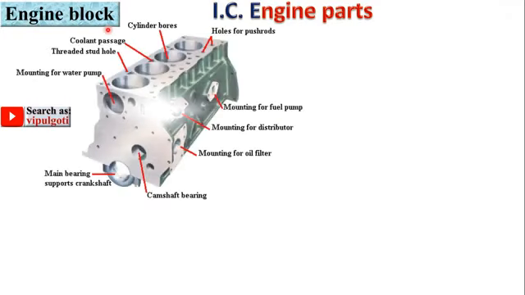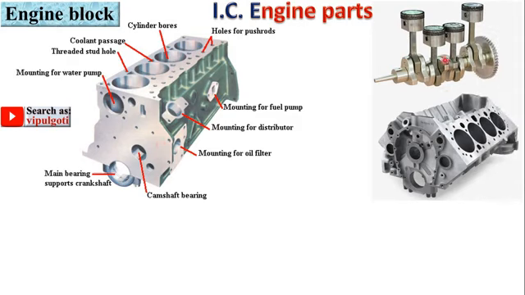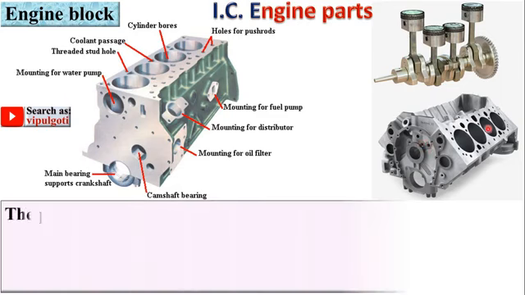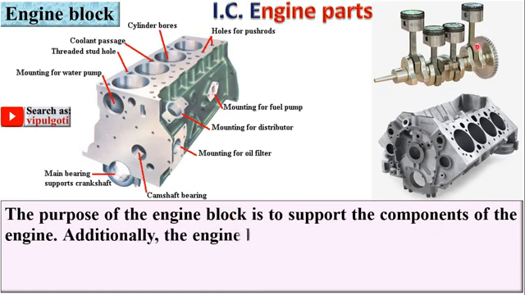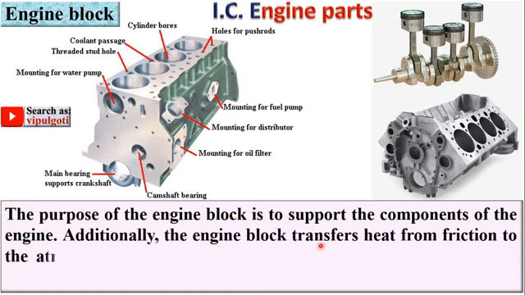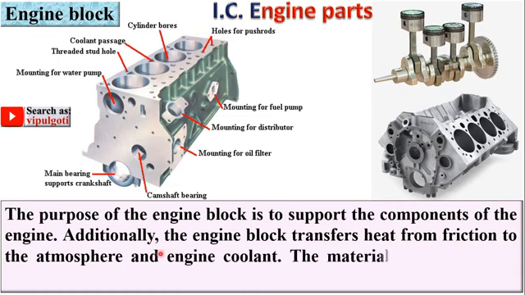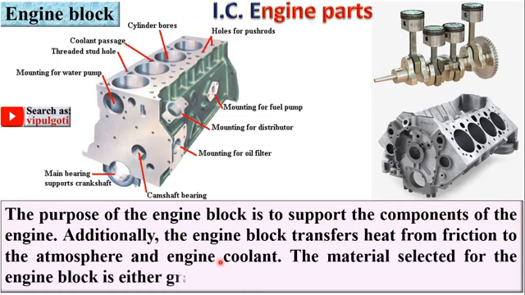Next part, engine block. So here you can see this is the engine block, and this is one more image of the engine block so that you can understand exactly crankshaft with the piston that is mounted over here in this engine block. The purpose of the engine block is to support the components of the engine. Additionally, the engine block transfers heat from friction to the atmosphere and engine coolant. The material selected for the engine block is either grey cast iron or aluminum alloy.